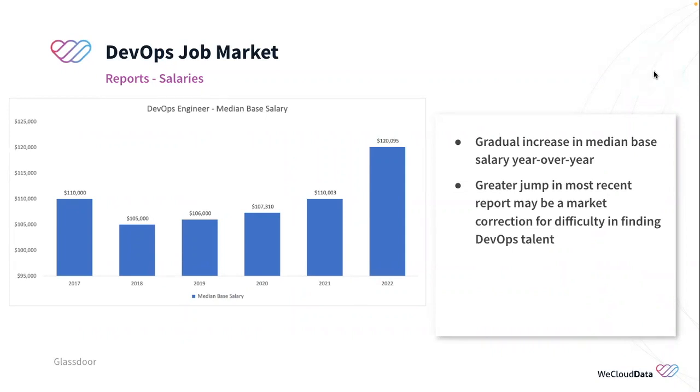DevOps job market salaries. This is also coming from Glassdoor, but I guess this is showing the trend over time. Interestingly, there was quite a bit of a dip between 2017 and 2018, but not by a lot. $5,000 in terms of median base salaries, and then slowly over time it's coming back up, and then in 2022 it's at 120,000 as the median base salary for a DevOps engineer, coming from Glassdoor.